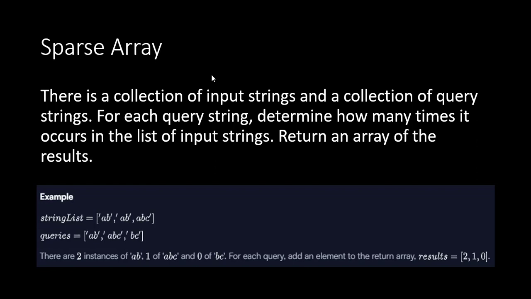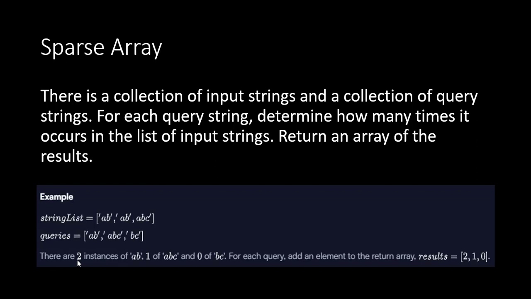So as you can notice, this is our problem statement for today. Let's say we have a string list, in this case A B A B A B C. It could be as many as we can get until the data type supports, and queries can be A B A B C B C. So basically you have two sets of arrays, string arrays. One is a collection of strings, and one is a collection of query strings, or you can say queries.